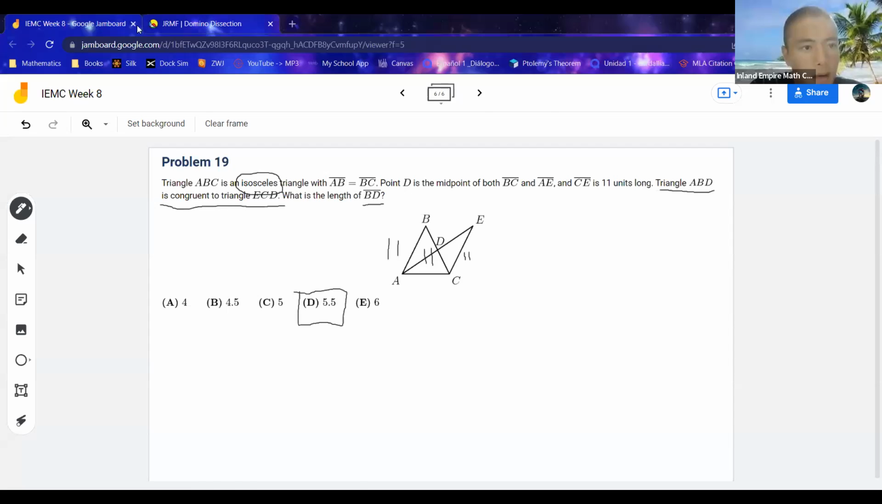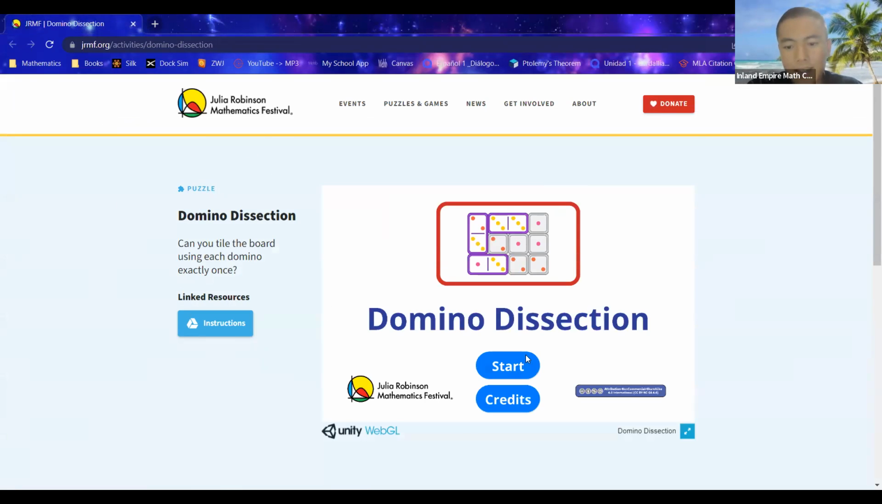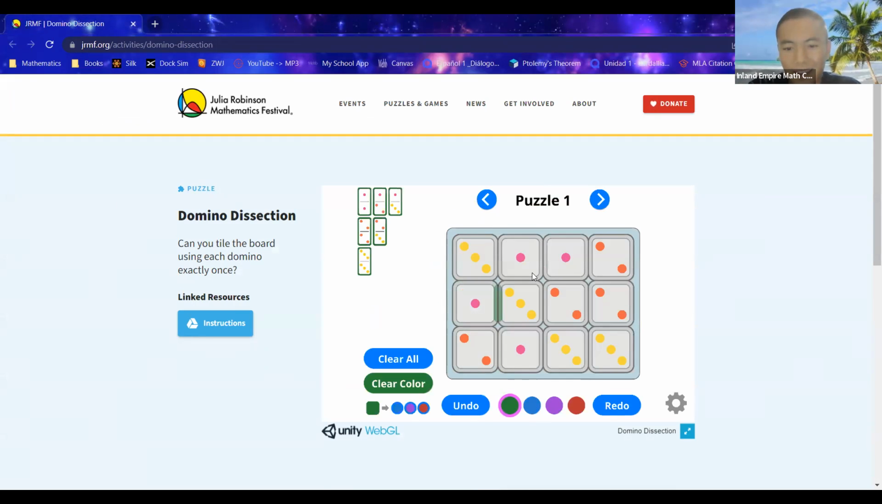Let me share my screen real quick. I want this. Domino dissection. I love domino dissection. Basically what you want to do is you have a grid and domino pieces, and you want to fit these dominoes onto the grid so that it completely covers the grid. So for example, we could put these two as just one domino.